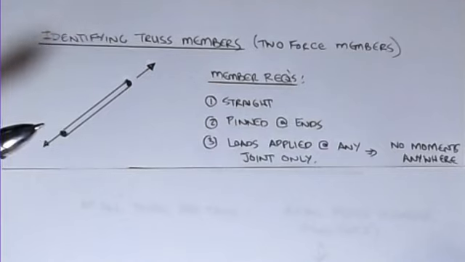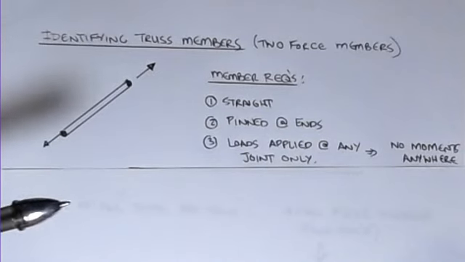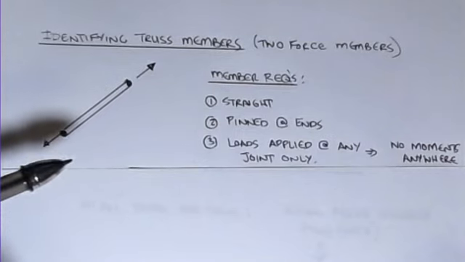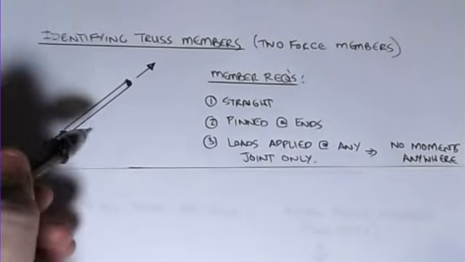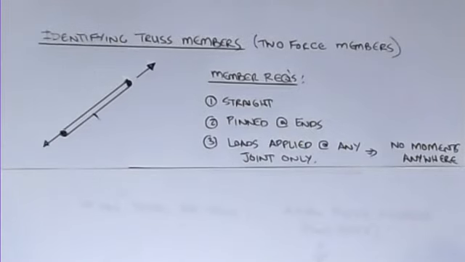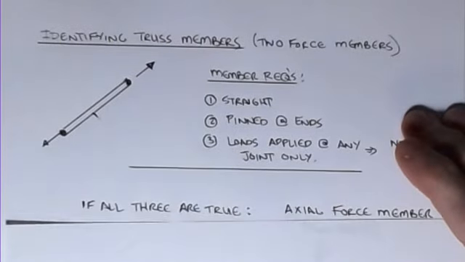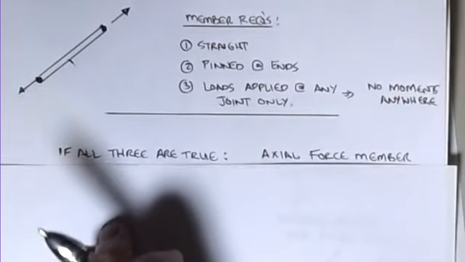Now, the requirements for two force members are that the members must be straight, they must be pinned at the ends, and the loads can only be applied at the ends of the member, okay, only at the joints. There can be no moments anywhere, and I can't have a force acting out that direction if I want to. All right, so those are all no-nos. If that's the case, then all of these are true. They're identified as a two-force member.